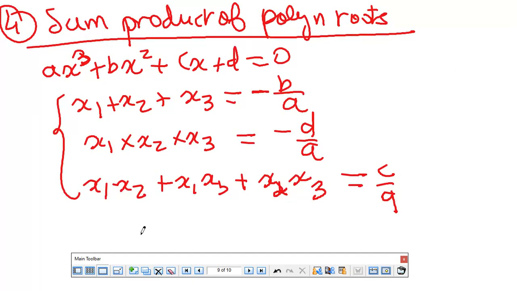So this is the last part in lesson 3.4. It's about the sum and the product of polynomial roots. If I have a polynomial of degree 2, we already know the sum and product are minus b over a and c over a.